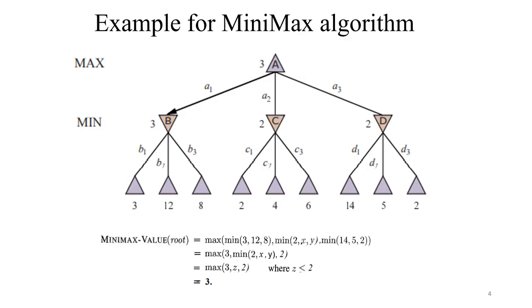Now at B, the value 3 is backed up, at C the value 2 is backed up, and at D the value 2 is backed up to level 1. And here max always selects the maximum value out of 3, 2 and 2. The maximum value is 3. That means the final value 3 will be backed up to A.